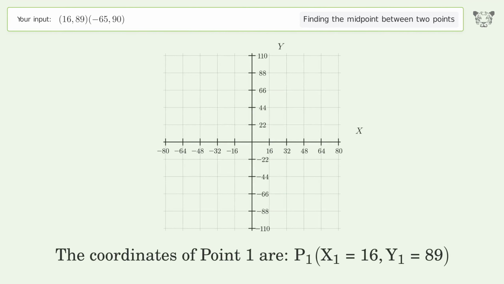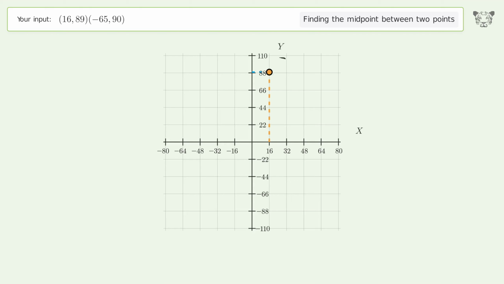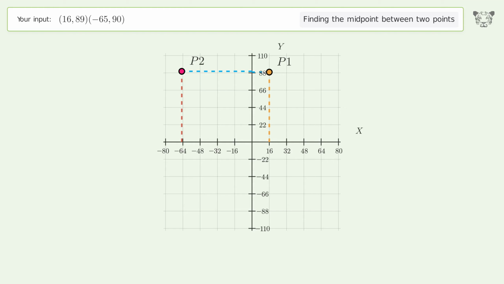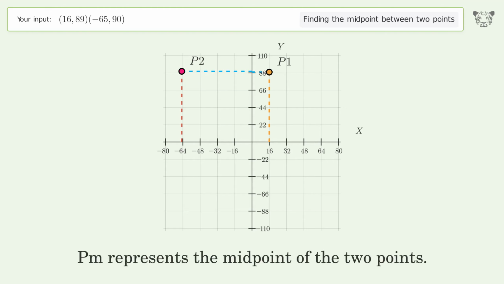The coordinates of point 1 are x1 equals 16, y1 equals 89. The coordinates of point 2 are x2 equals negative 65, y2 equals 90. PM represents the midpoint of the 2 points.